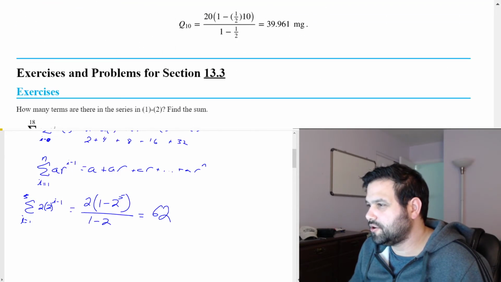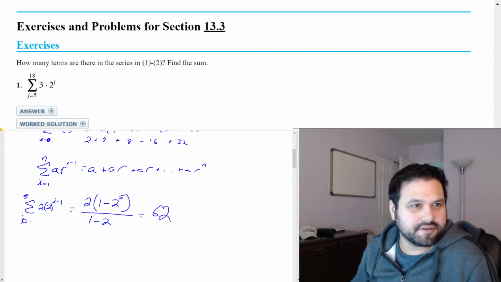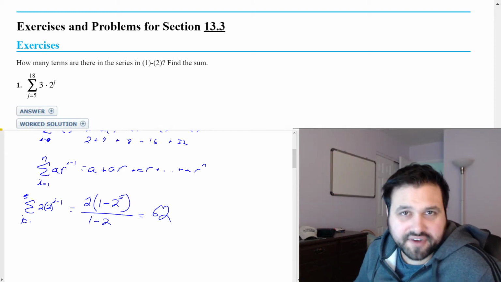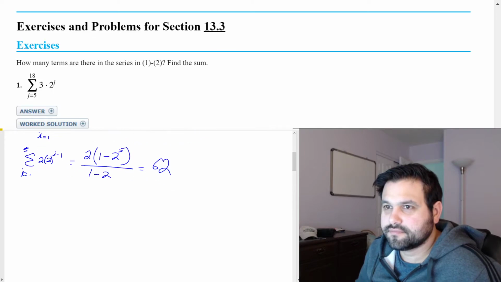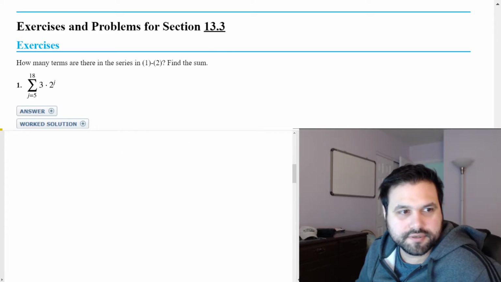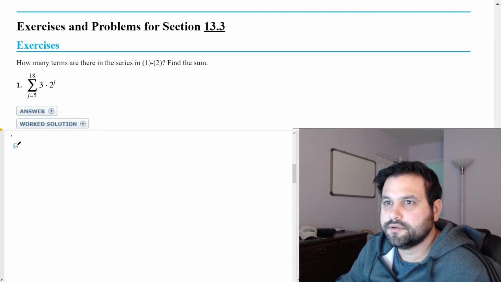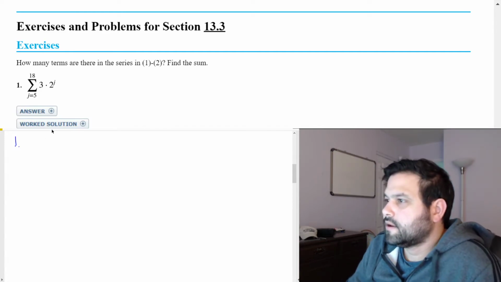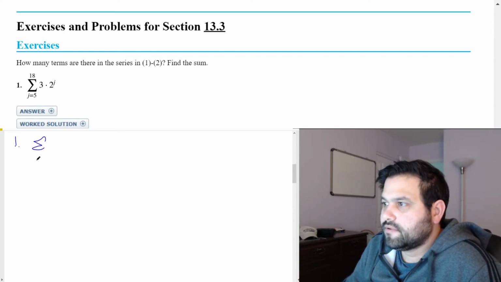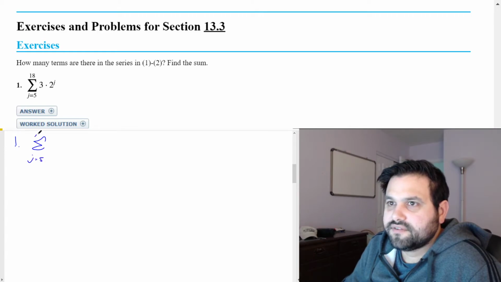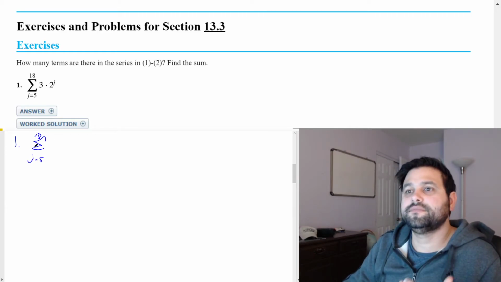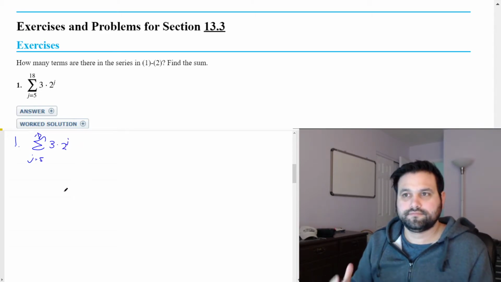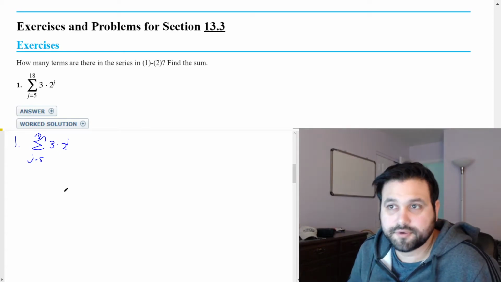So let's go down here and take a look at a problem. So like number 1, how many terms are there in the series? And then find the sum. So let's go down here. Let's do number 1. We have the sum from 5 to 18. So this is like from the 5th term to the 18th term of this sequence.